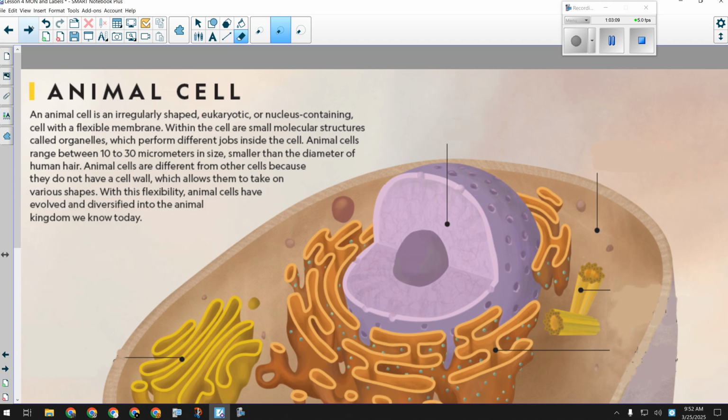What's the big purple thing? The nucleus. Now we do have to add a couple of lines, or maybe I added them on yours, but I didn't get them on here. What's this big purple thing? Nucleolus. Does it have a line on yours? Yeah. So that's the nucleolus. I don't remember why I didn't put the line on here.